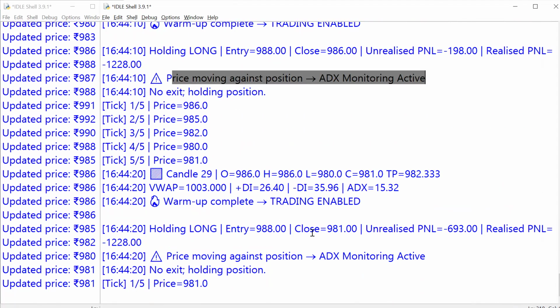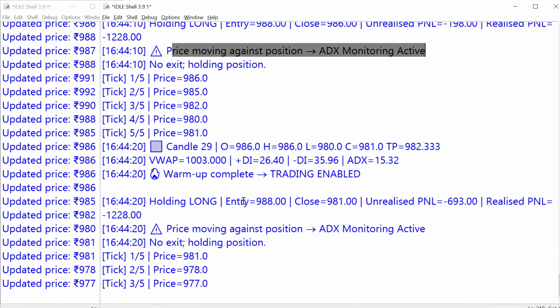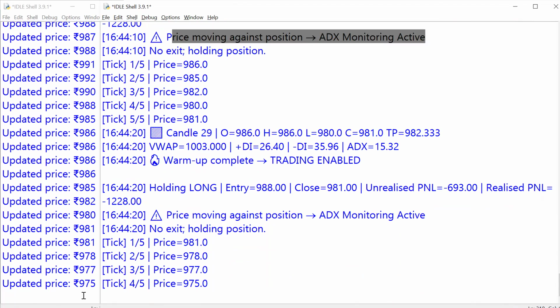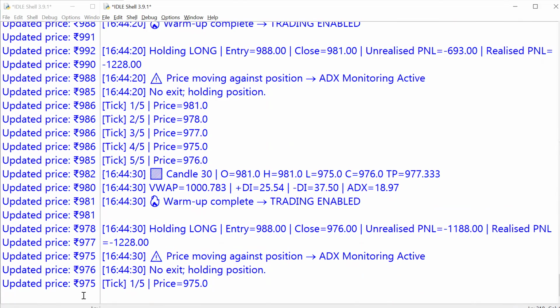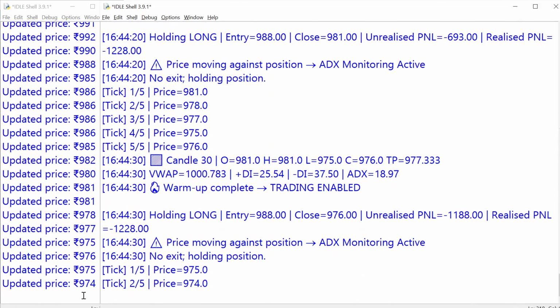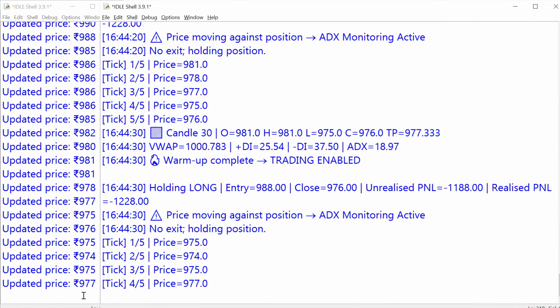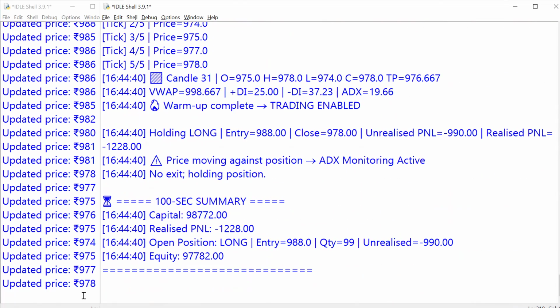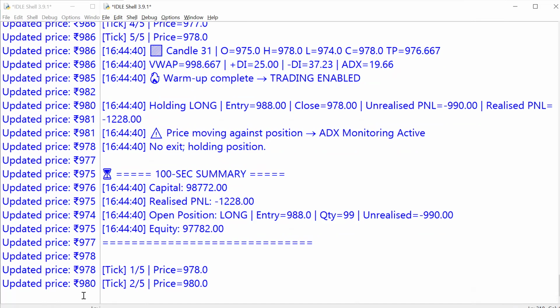Okay, we are holding the long position at 988. ADX is monitoring because the price is going below. See, the beauty of this is we are recording this on a worst case scenario. The position is going against VWAP logic, so at that time, the ADX is helping us to come out.